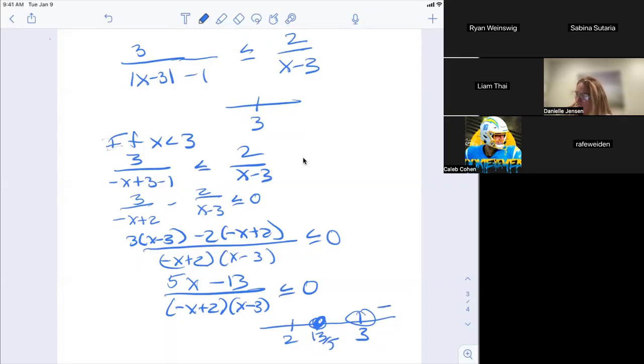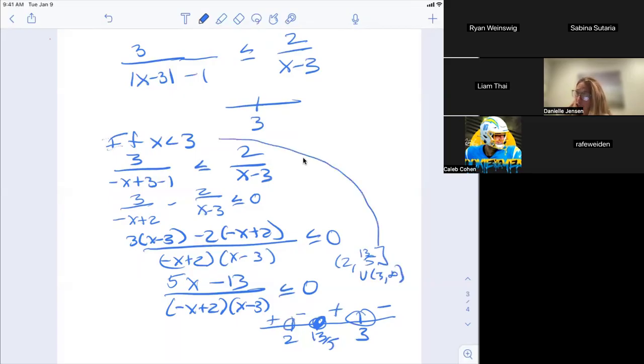Greater than 3 would be negative, right? Yeah. And then it switches. And we want less than or equal. So if I was just solving this inequality, I would say 2 to 13/5, and then union 3 to infinity, right?